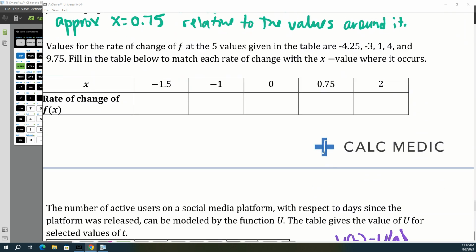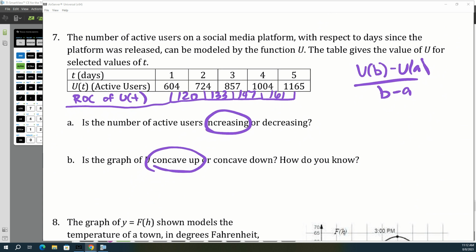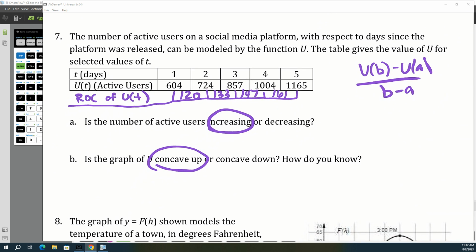So I found all those slopes. They're definitely increasing. Now, we have to be careful. If we didn't have consecutive days, we couldn't answer this question. Like if it went from day 1 to day 4 to day 8 to day 25, we wouldn't know what was happening in between those days, and we couldn't answer the question. But we do have consecutive days, so it's okay.